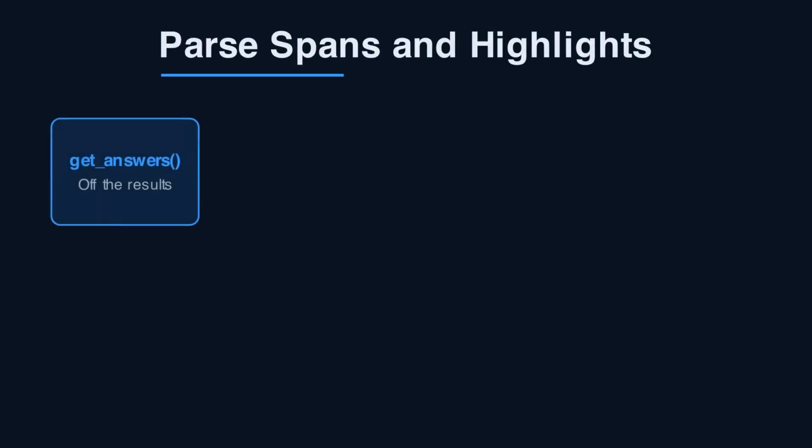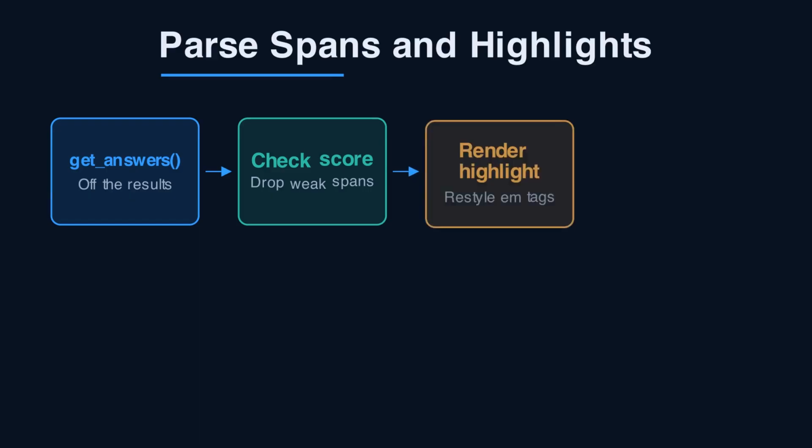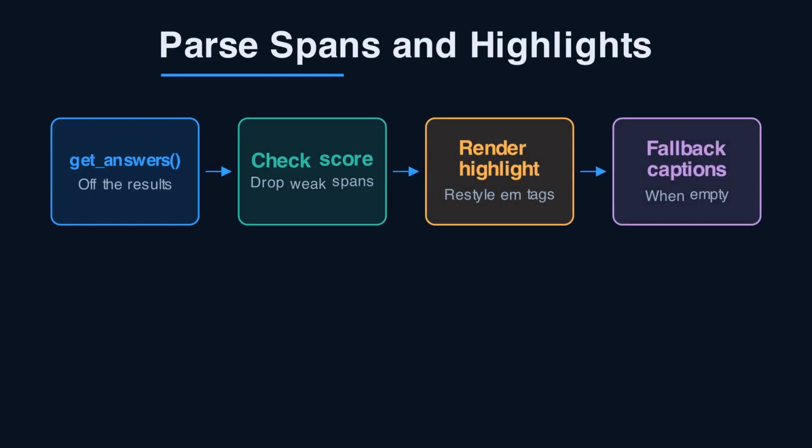Answers live on the results object, not inside each document. Read the get answers collection before looping documents. Each answer gives you text, a highlight string, and a score. Filter on score to drop weak matches, around 0.7. Fall back to per document captions when answers are empty. The highlights wrap matches in M tags you can restyle.